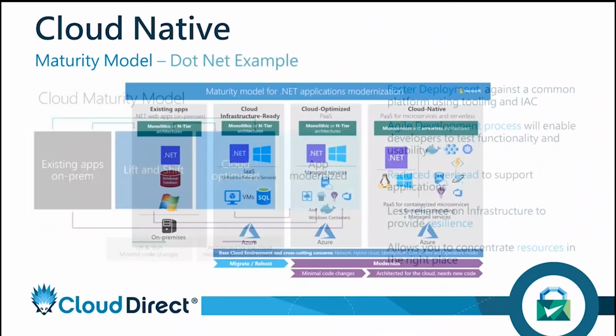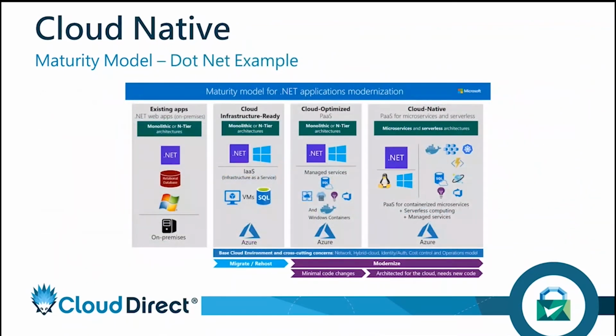And how does this look in real terms? So we've got a .NET example here, so you can see there on the left hand side its starting point on-prem, and then moving into an IaaS basis, so your infrastructure only, more lift and shift, where potentially we put those into VMs and Azure SQL, for example. We then start to look at PaaS services and using containerization and various other managed services.